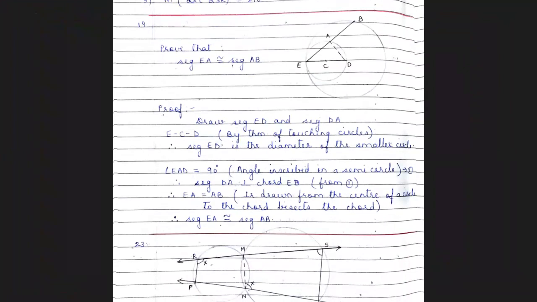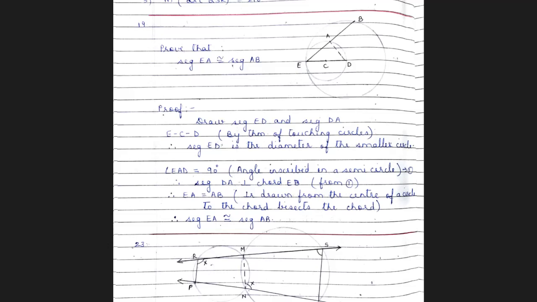Now E-C-D, by theorem of touching circles, E, C, D are in a straight line. Therefore, segment ED is the diameter of the smaller circle. Angle EAD equal to 90 degrees. What is the reason? Angle inscribed in a semicircle. Mark it as equation number 1.